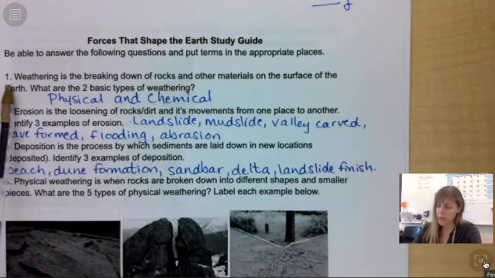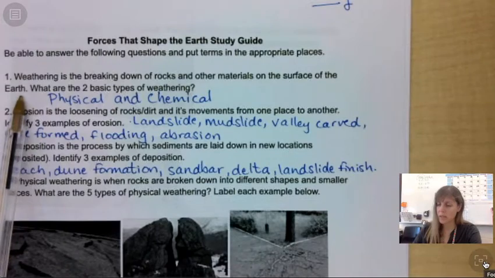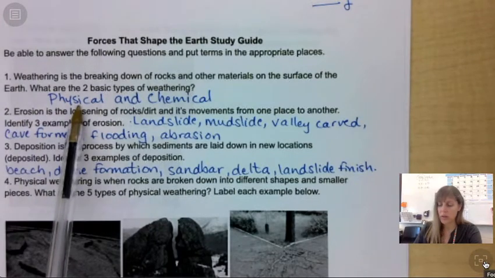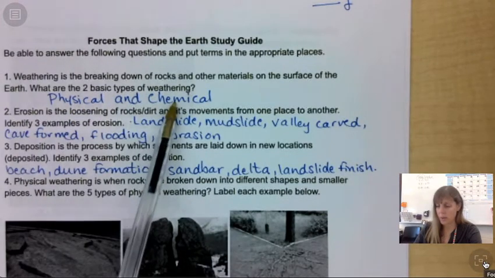Number one, weathering is the breaking down of rocks and other materials on the surface of the Earth. What are the two basic types of weathering? They are physical weathering, which is also mechanical, and chemical weathering.